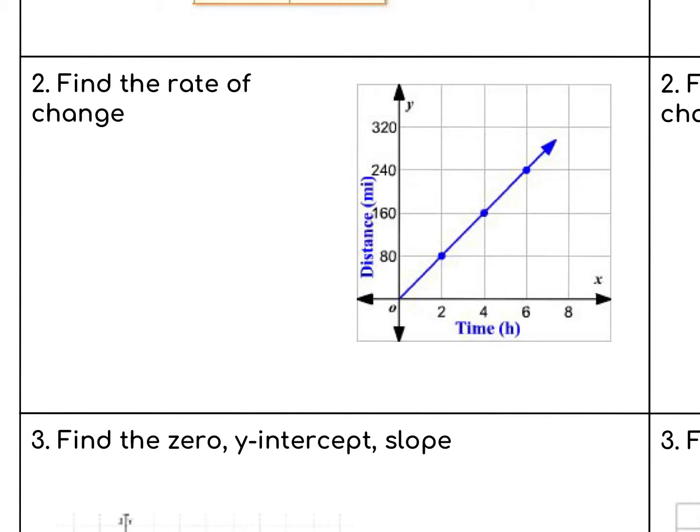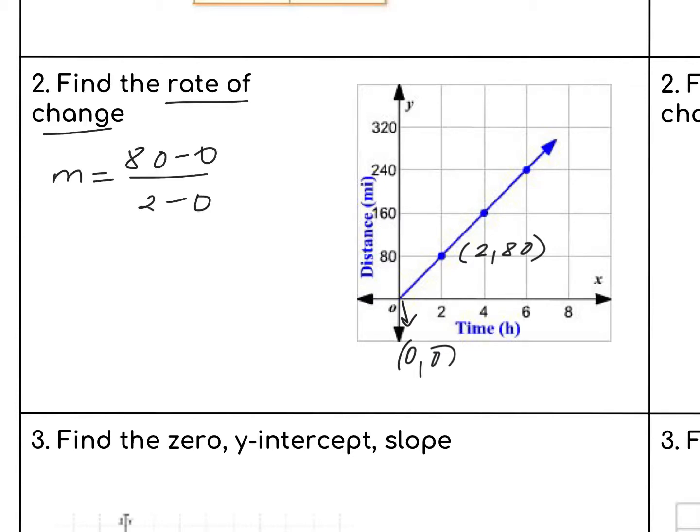So in this situation, I'm going to go ahead and find the rate of change by looking at the origin, which is 0, 0, and the next point up, which is 2, 80, sorry. And this guy right here is 0, 0. So those are easy numbers, right? So I can just go ahead and choose 80 minus 0 over 2 minus 0, and I will get 80 divided by 2, which will give me 40. That's my rate of change.